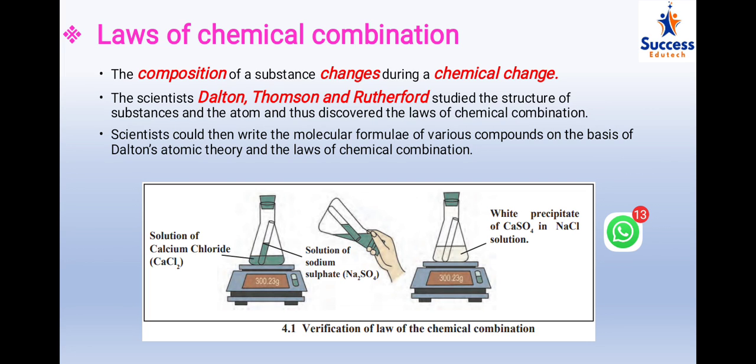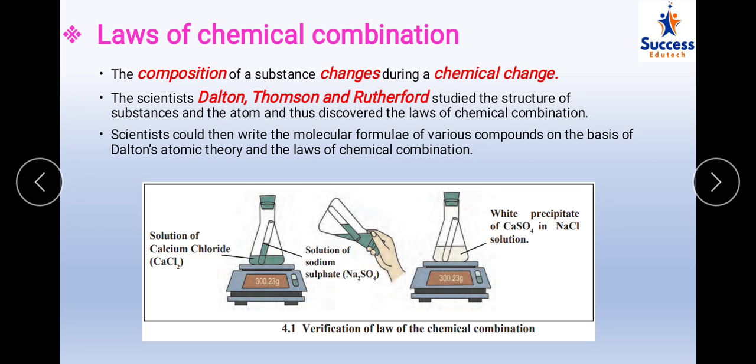The composition of a substance changes during a chemical change, they say. That means whenever we perform an experiment or a chemical reaction, the composition of the substance will change. The scientists Dalton, Thomas and Rutherford studied the structure of substance and atoms and thus discovered the laws of chemical combination. Whenever there is a chemical combination happening, that is a chemical reaction, the composition of the substance will definitely change, they say. The fundamental experiments in this regard were performed by the scientists in the 18th and 19th century. Scientists could then write the molecular formula of various compounds on the basis of Dalton's atomic theory and the laws of combination. That gave them the output as some new compound.